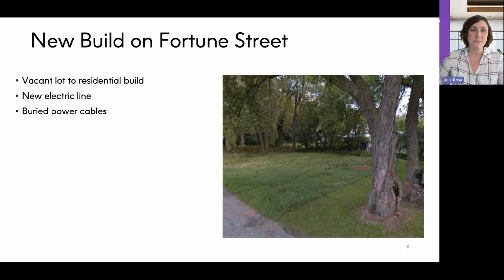So in our example, this one is a little bit close to home. This was a new build on Fortune Street, happened to be in the lot right next door to me. This was a vacant lot, an empty field, absolutely nothing there, no utilities, so no electricity. So what they really needed to do was get electricity to this vacant lot in order to build a home there. In order to do that, they really needed to bury some power cables.